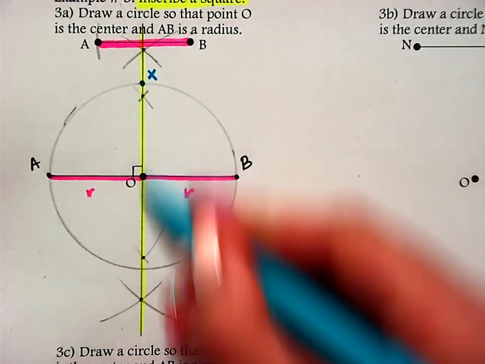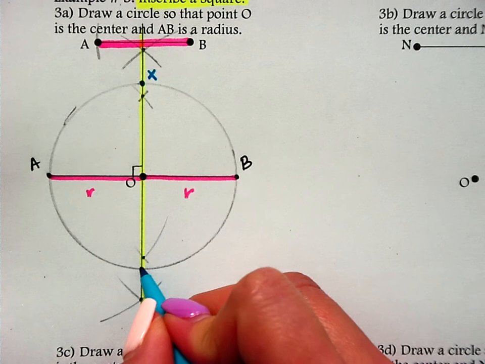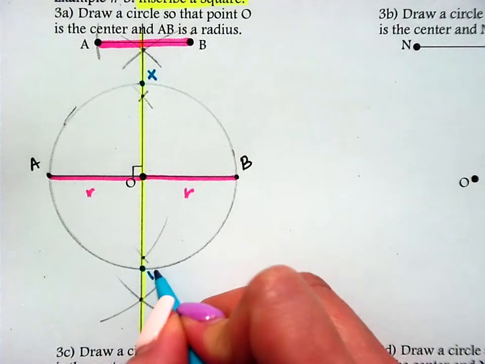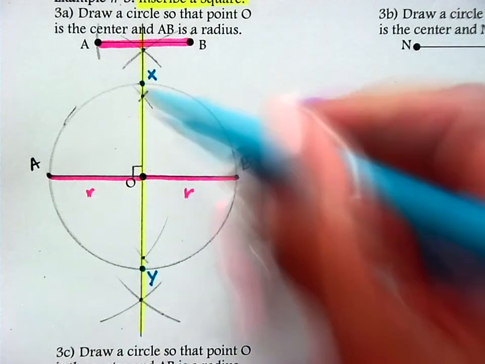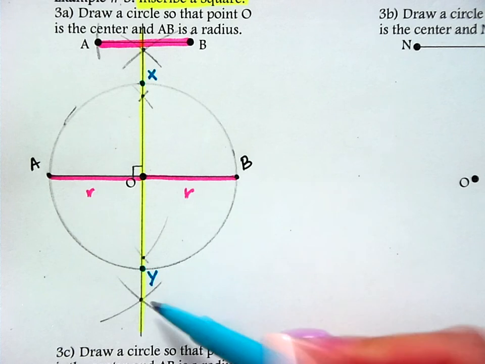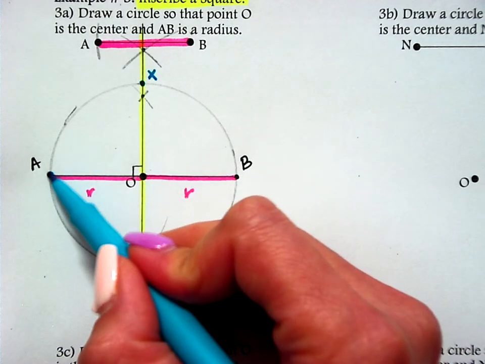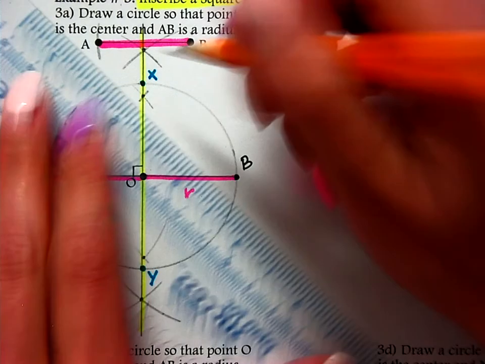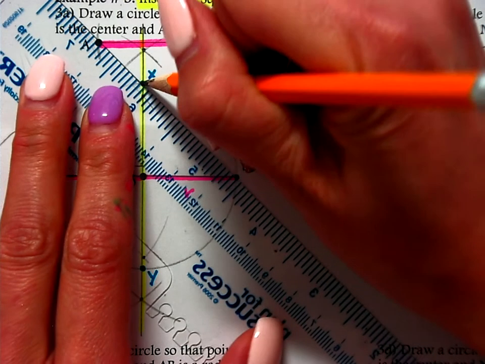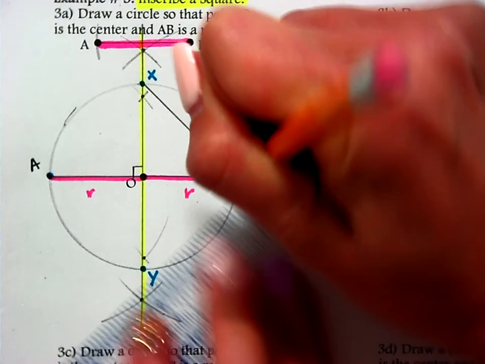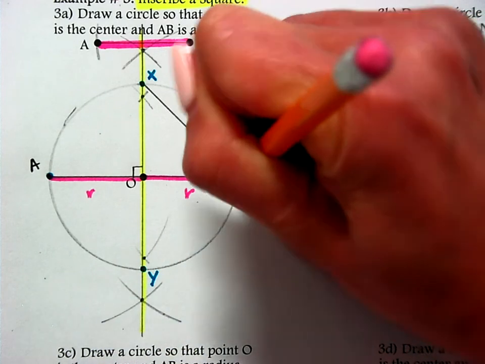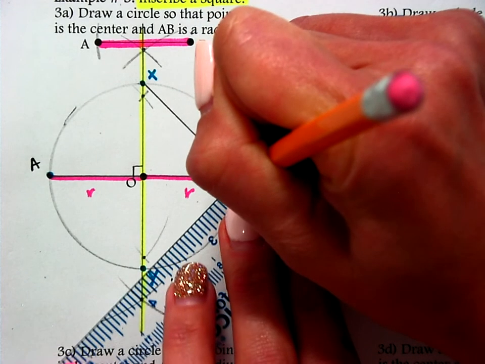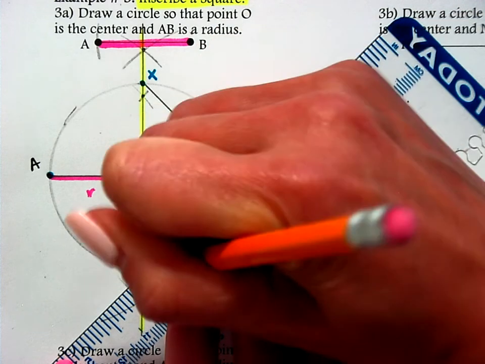And then here's my line's other intersection with the circle. Here's my Y. So I'm sorry, X, Y. And then you have the endpoints of diameter A and B. And now it's time for us to connect all of these points, X, B, Y, and A. And that way, we will get our inscribed square.